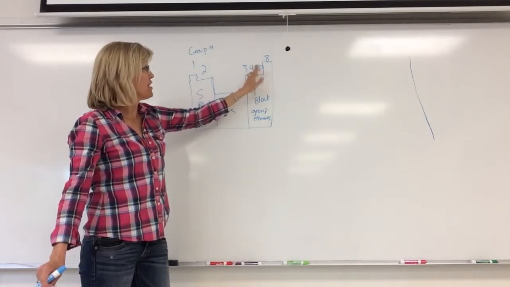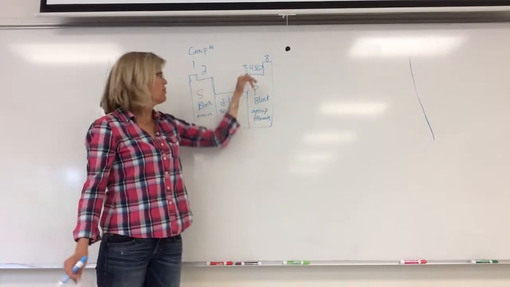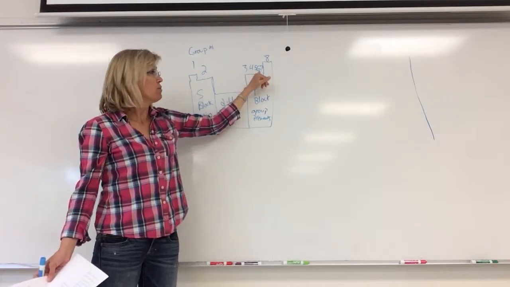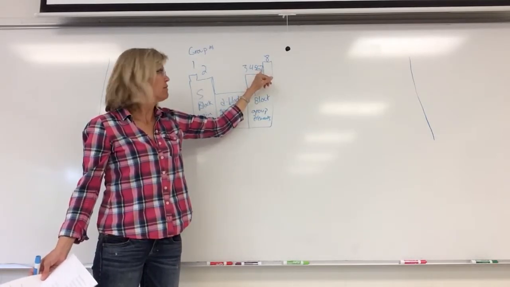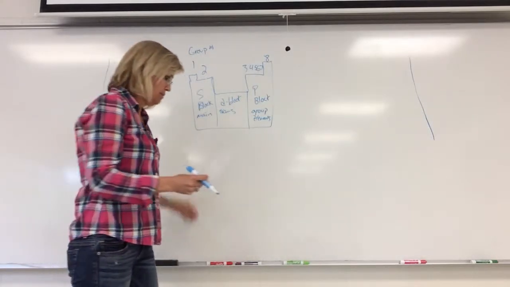But groups 5, 6, and 7, what they will do is they will add electrons. So in group 5, they'll add 3 and form negative 3. Group 6, they'll add 2 and form a negative 2. In group 7, they'll add 1 and form a negative 1.